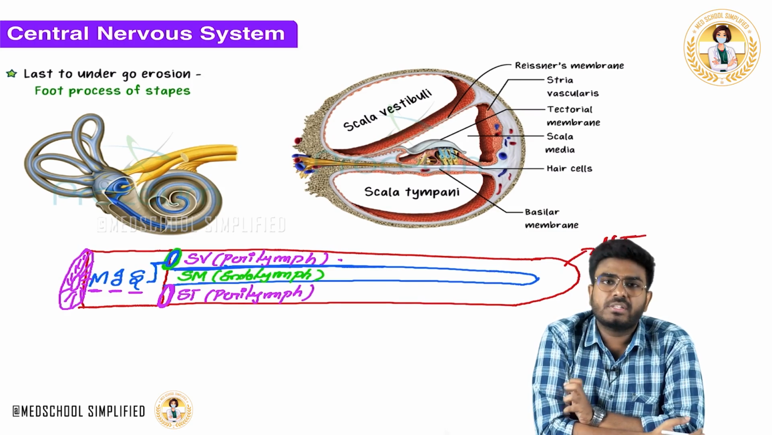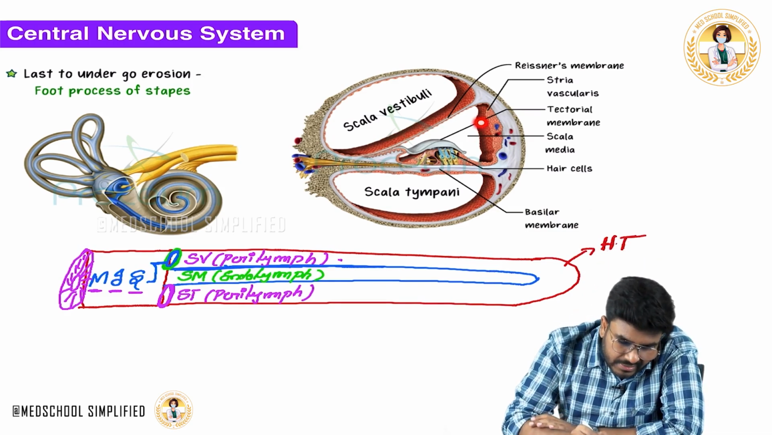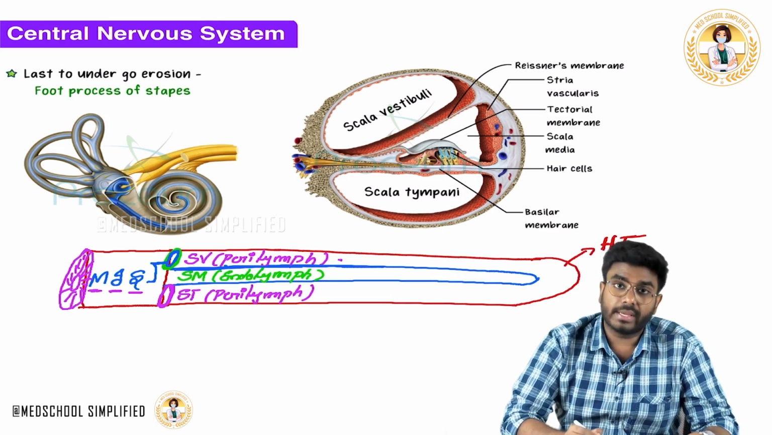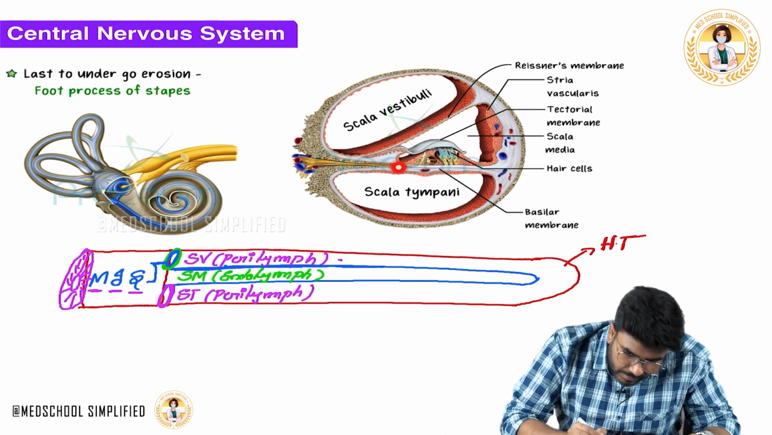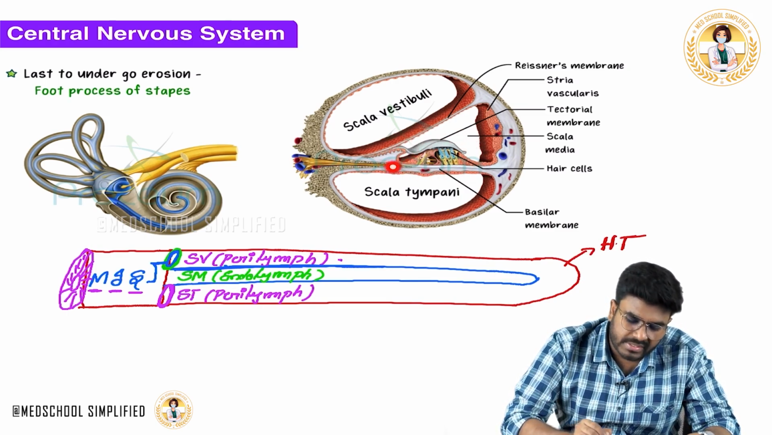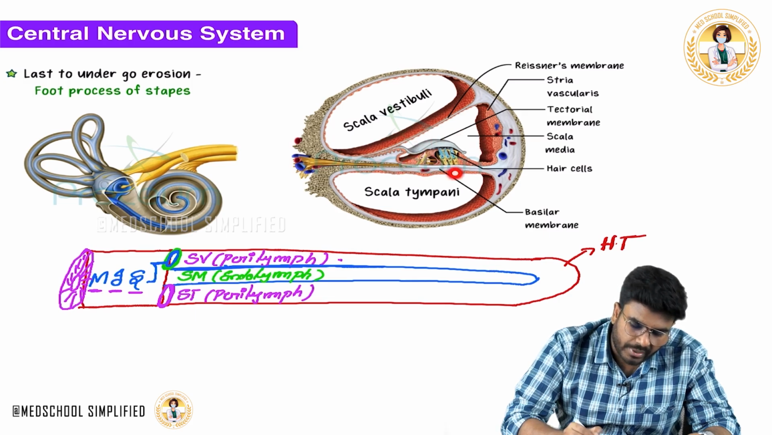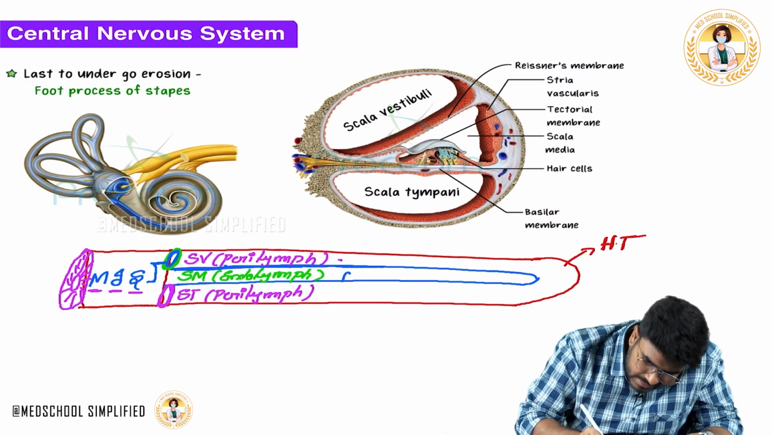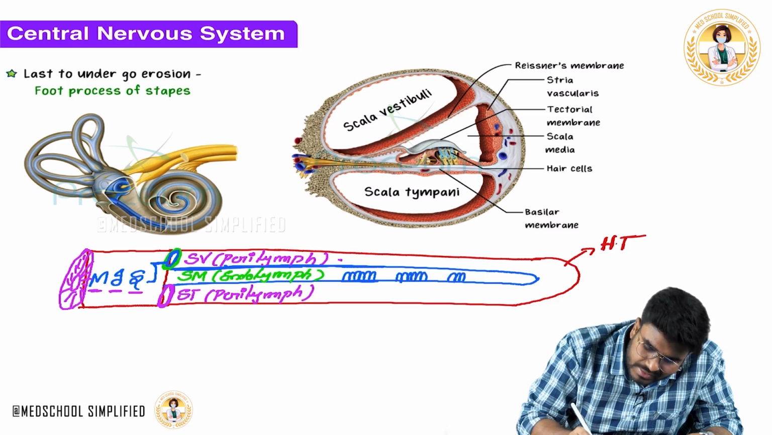Now, what else do you need to know? Please appreciate that in the scala media, endolymph is there. But on the basilar membrane, are you able to see one structure sitting on it? What is this apparatus called? This is called the organ of Corti. Here it is present. So the organ of Corti is present on the basilar membrane.